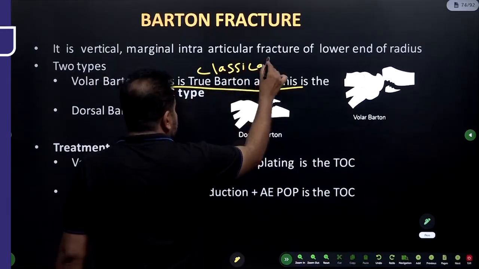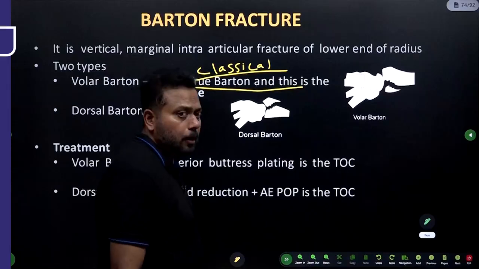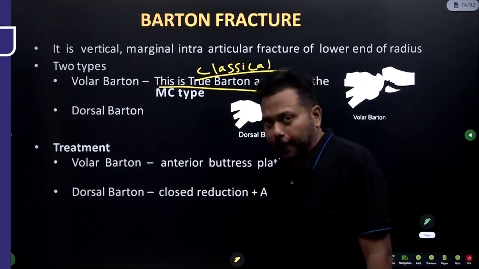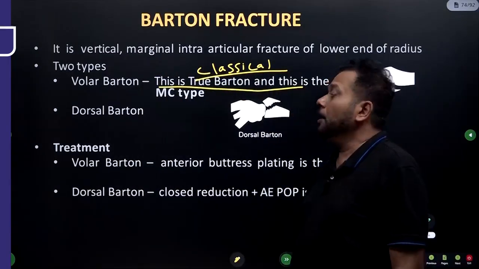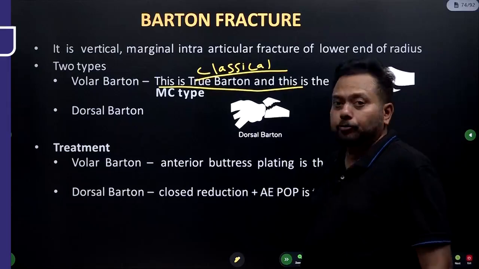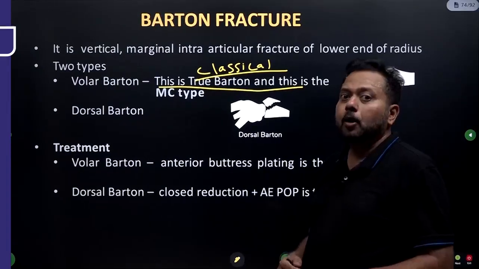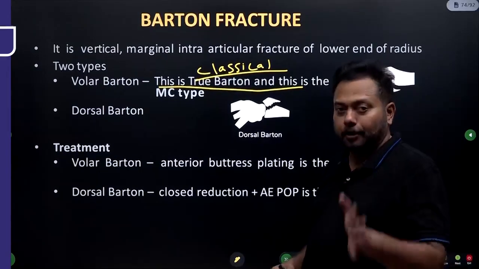This other is called classical Barton. Among dorsal and volar Barton, volar Barton is the most common type. It's called true Barton, the other is called classical Barton. Coming to treatment of Barton's fracture, volar Barton fracture, surgery is the treatment of choice.